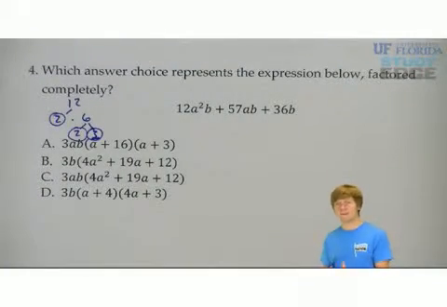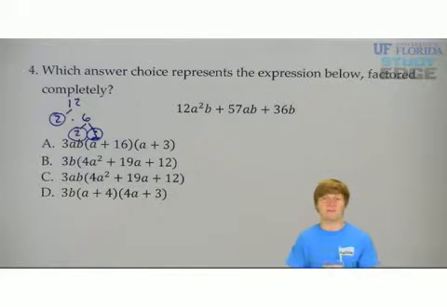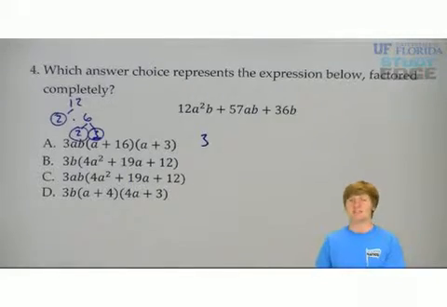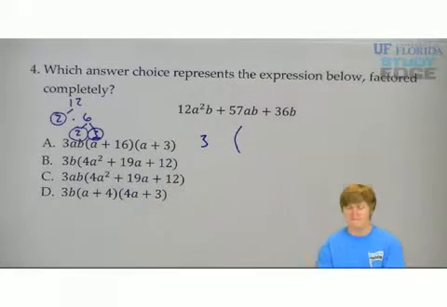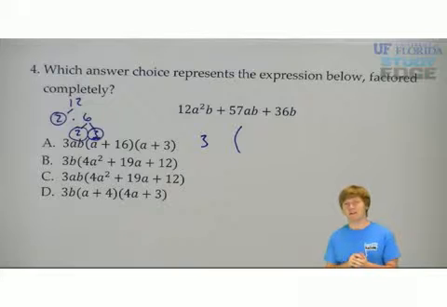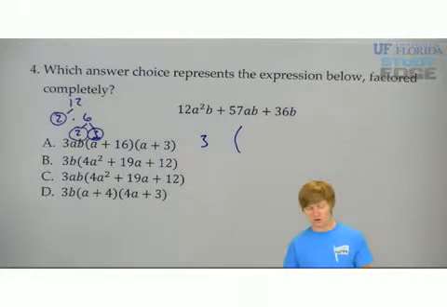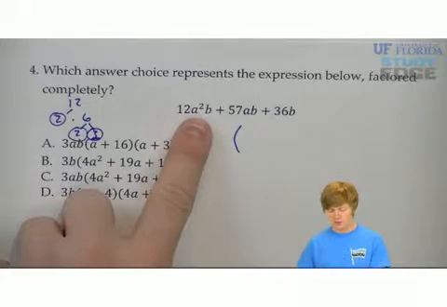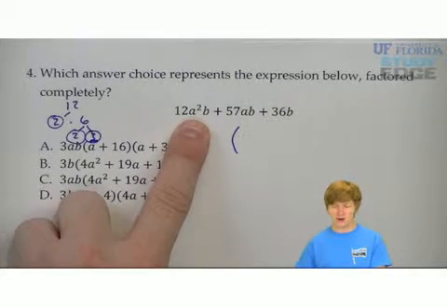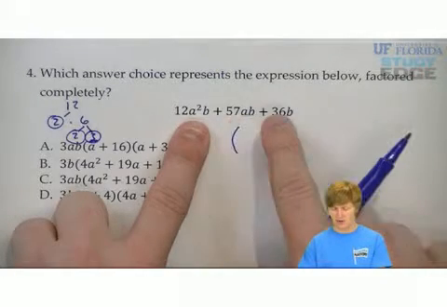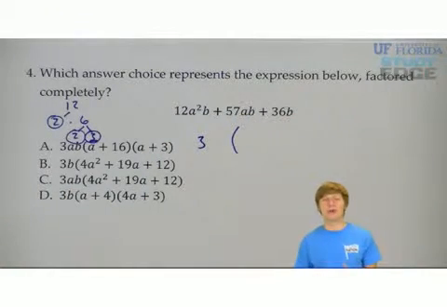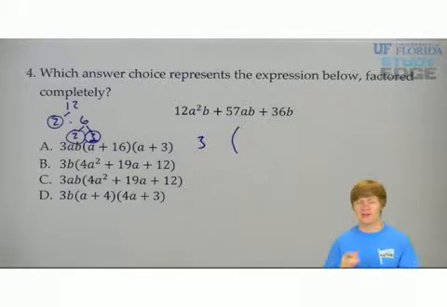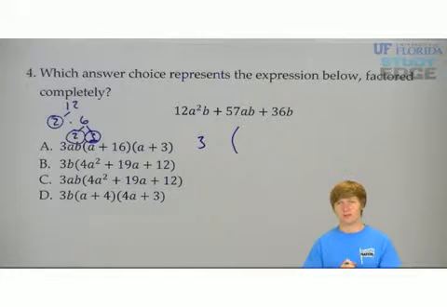So what does that mean? That means I can factor out a 3 from each one of these terms, and that's going to be on the outside of my parentheses. Factoring out is almost like the opposite of distributing. Now, are there any variables that each term shares? Let's look at our a's first. We have a squared, we have an a in the second term, but there's no a in the third term. So a is not a factor shared by each of those terms.